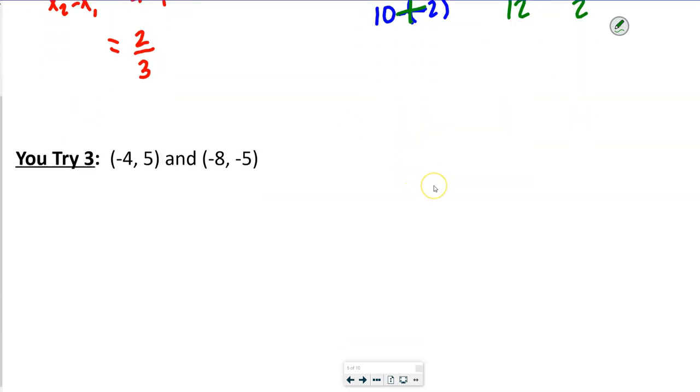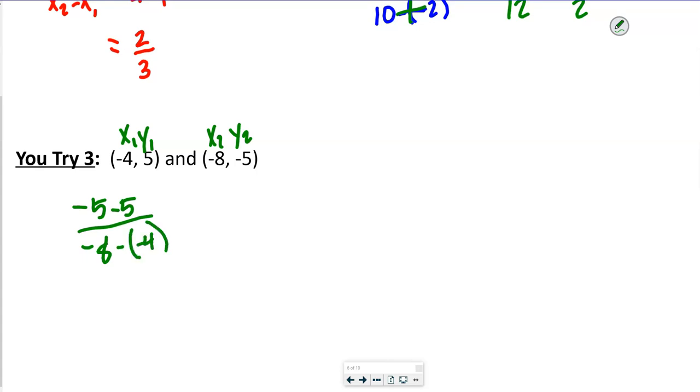All right, so go ahead and do this. You try, and then come back to me when you're done. x1, y1, x2, y2. So this is going to be negative 5 minus 5, divided by negative 8 minus negative 4. Remembering again, if you got two negatives next to each other, they're going to turn into a positive, right?